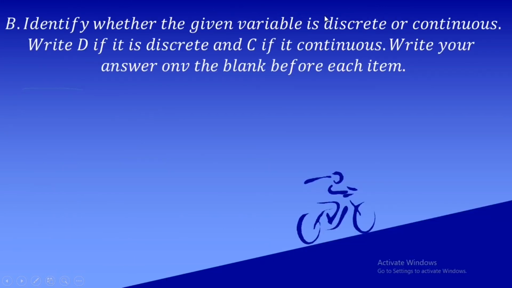For letter B, identify whether the given variable is discrete or continuous. How do you know whether a random variable is discrete or continuous? Kapag discrete, the possible outcomes are countable, yung binibilang natin. And C is continuous, kapag it measures data, yung sinusukat natin.